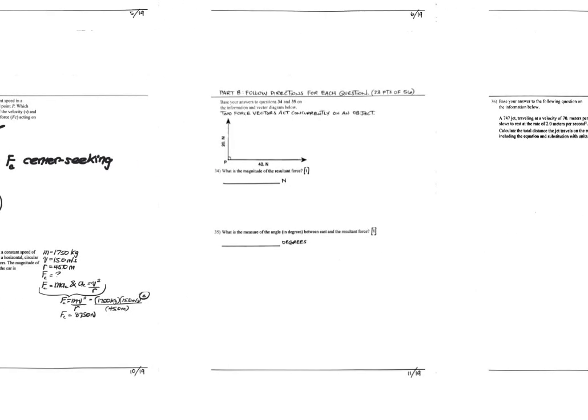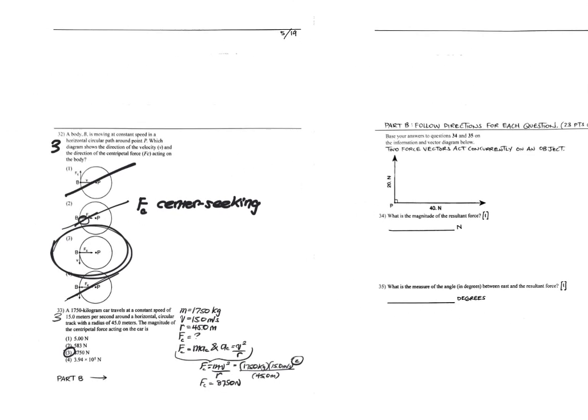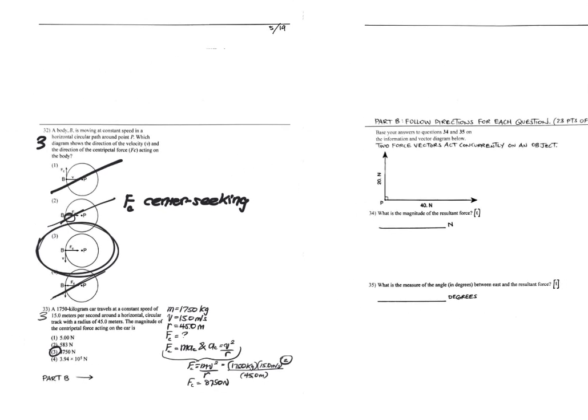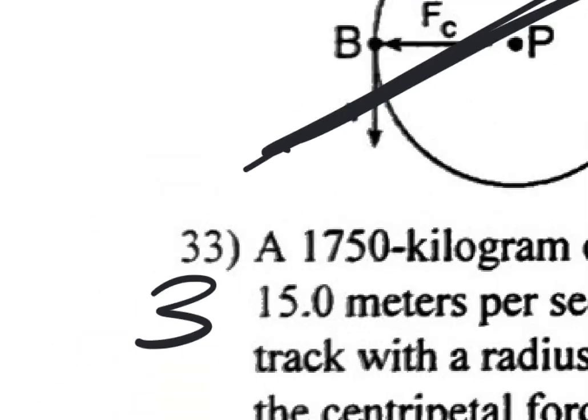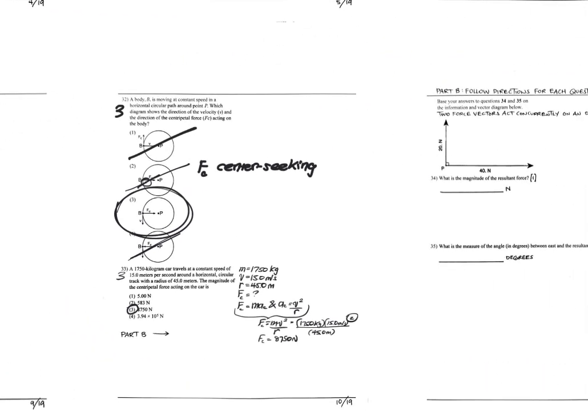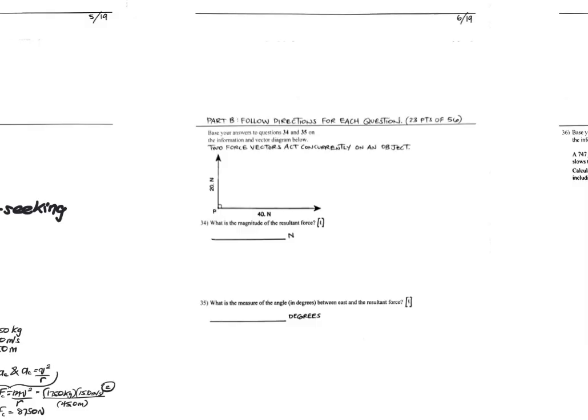Also, we have 23 points of 56 for part B, and that's because the other 33 points were the multiple choice. 33, right? So there are 33 multiple choice questions, and so most of the test is multiple choice, just like the Regents exam.